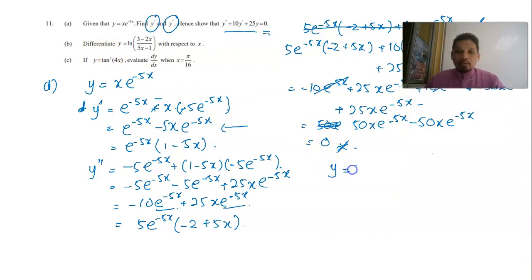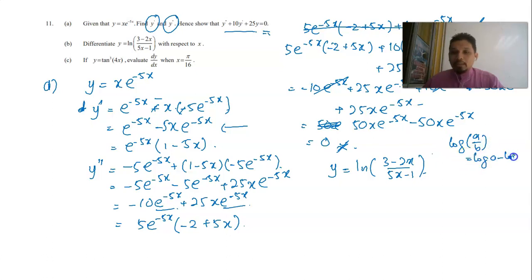Now, question B. y equals natural log of (3 minus 2x) divided by (5x minus 1). For differentiating a log function, we're going to use the rule of logs: log of A divided by B equals log A minus log B. So make an adjustment for this question here. It comes out as ln(3 minus 2x) minus natural log of (5x minus 1).